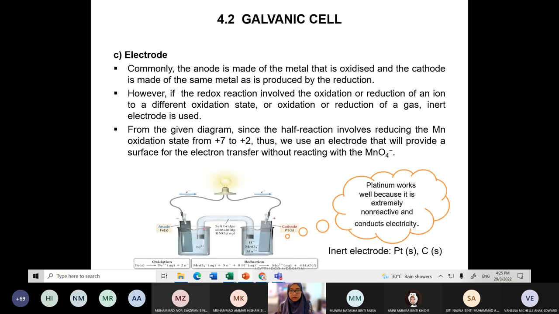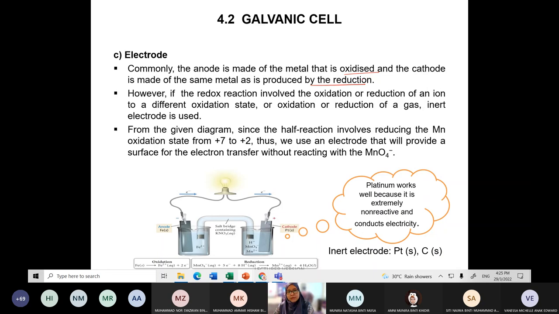Moving on, and then we have electrode. Okay, so commonly the anode is made of the metal. Okay, so electrode, we have anode and we have cathode. So anode is made of the metal that is oxidized, and the cathode is made of the same metal as is produced by the reduction.